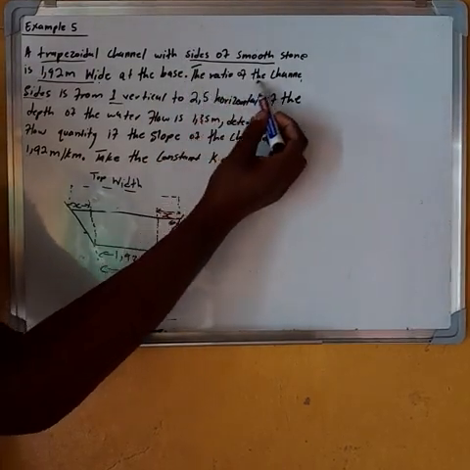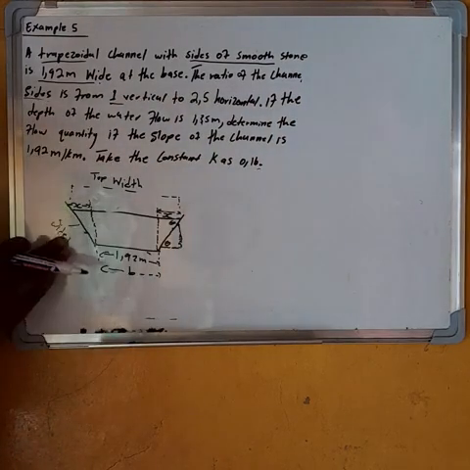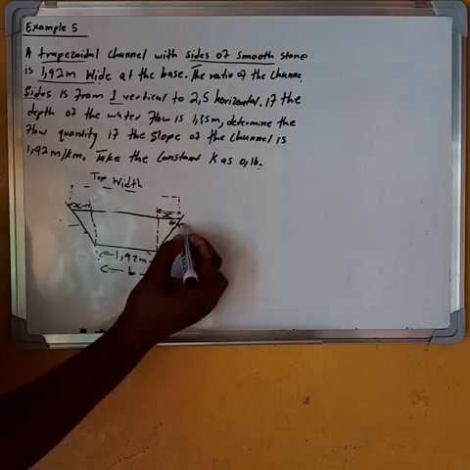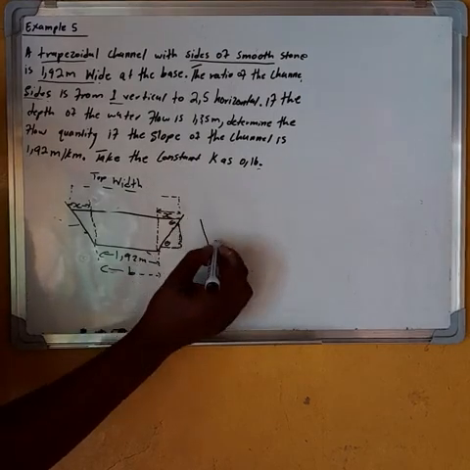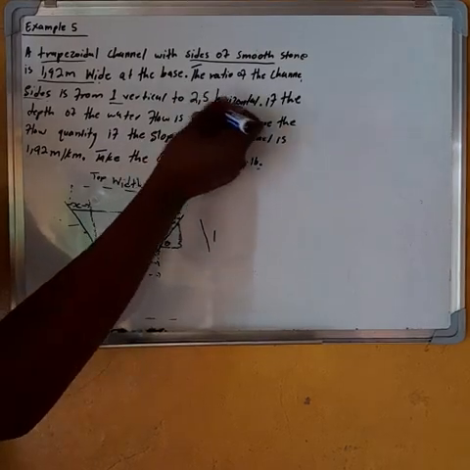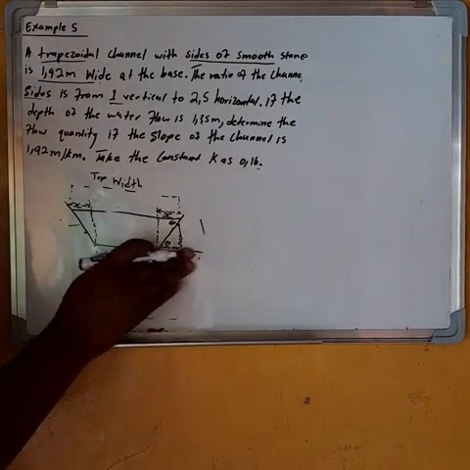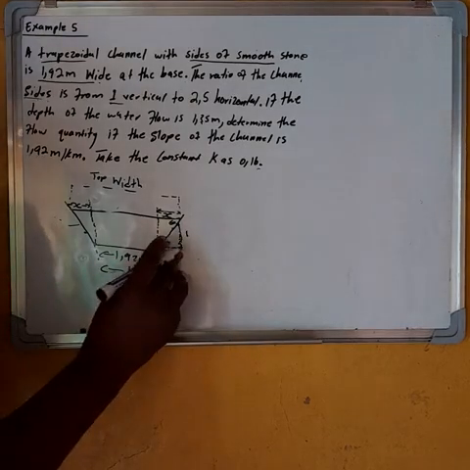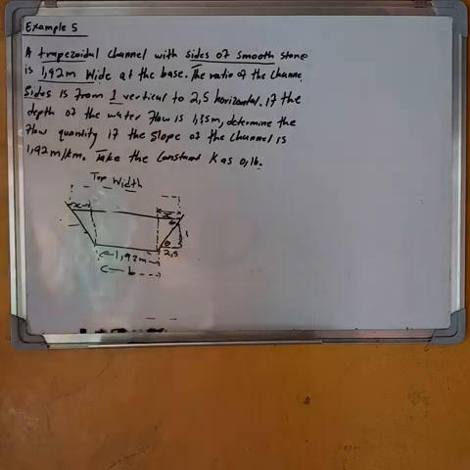In the question they say the ratio of the channel sides. Remember, these are sides, right? The ratio of the channel sides, they say, is 1 vertical. Vertical is when you're going up. They say it is 1, and then 2.5 horizontal. Horizontal is 2.5, right? Up here it's 1, and here it is 2.5. So 1 is to 2.5. You understand those?